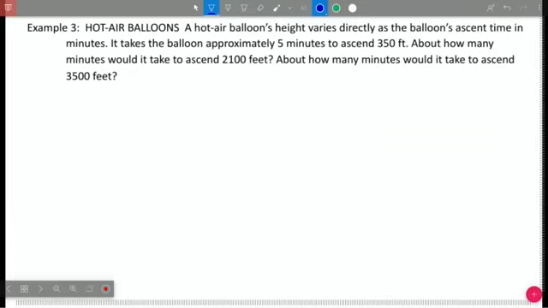Example 3 is looking at more of a real world type problem. So here we're dealing with hot air balloons. A hot air balloon's height varies directly as the balloon's ascent time in minutes. So right here it's telling us that it's going to be direct variation.